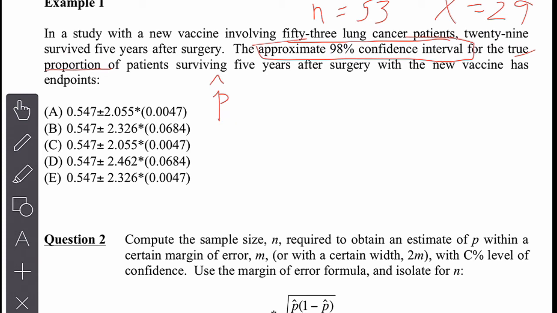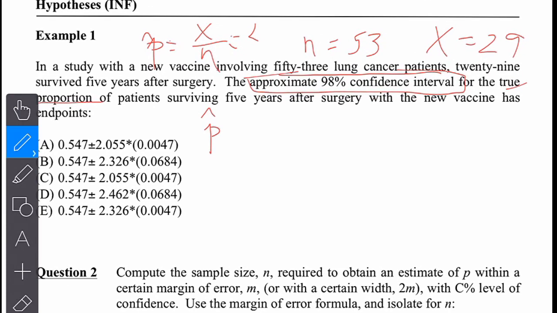P hat is calculated by X, the number of successes in n independent trials, divided by how many. So I can calculate that as 29 divided by 53, and I'll put the answer here. So 29 divided by 53, what is that?